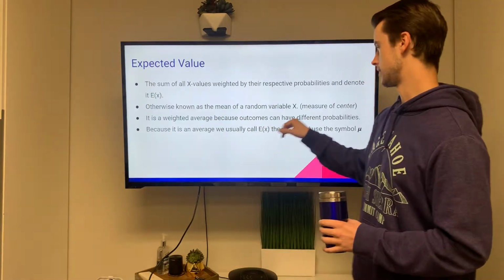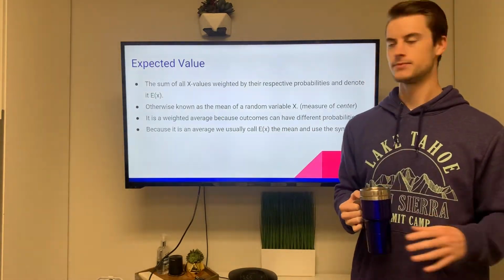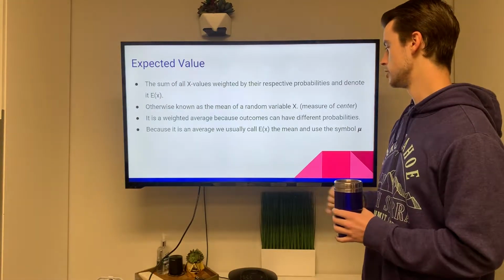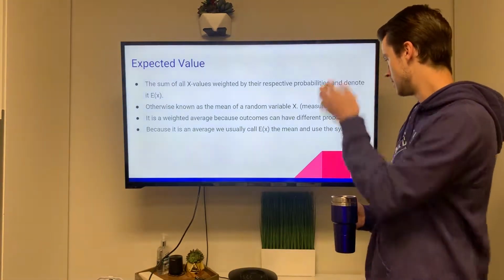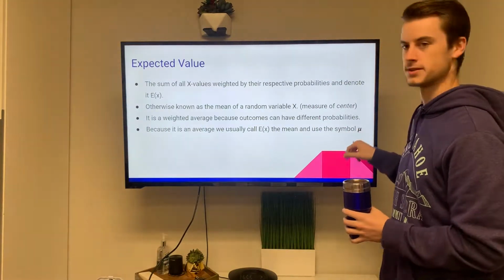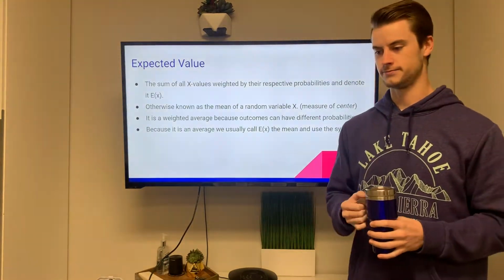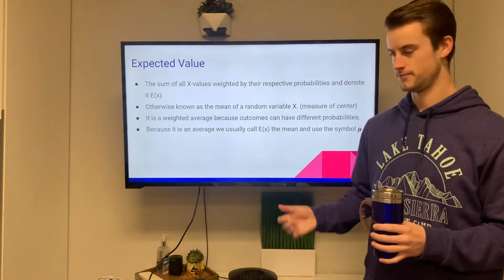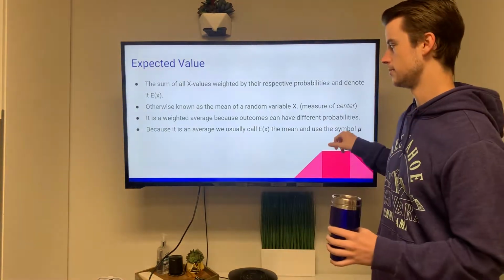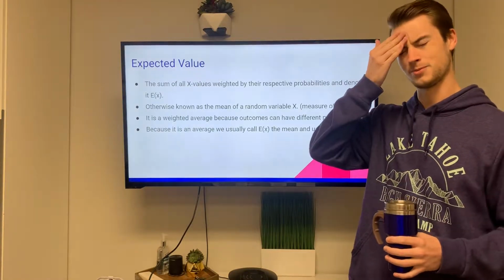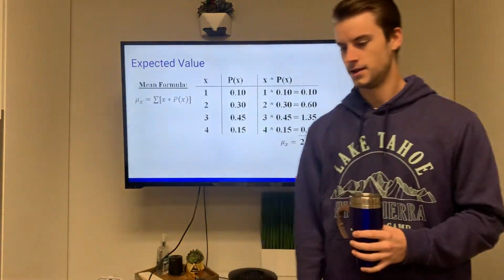Obviously it's a weighted average because outcomes can have different probabilities. We usually call it capital E of x, our expected value of x. For the mean, again, we use the symbol mu because we like to keep it consistent. It's the Greek letter for mean a lot of times. So we'll use the mean for the expected value of a probability distribution.